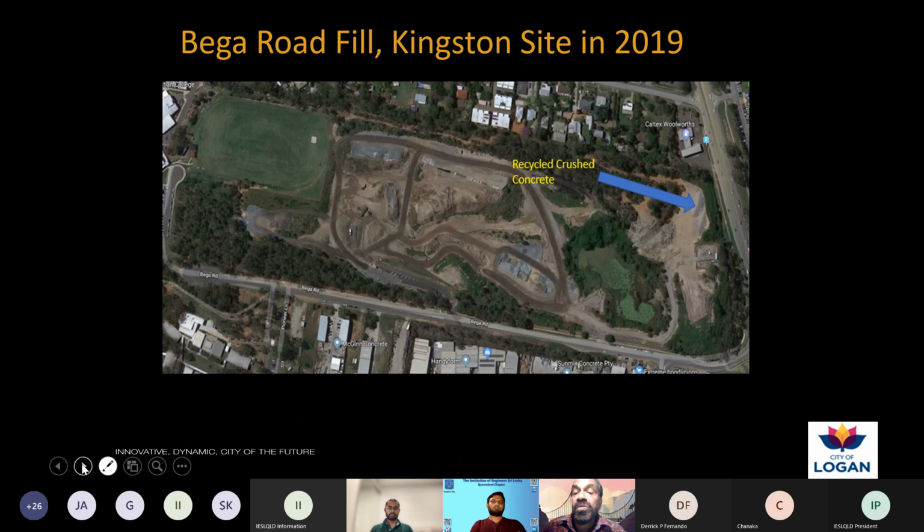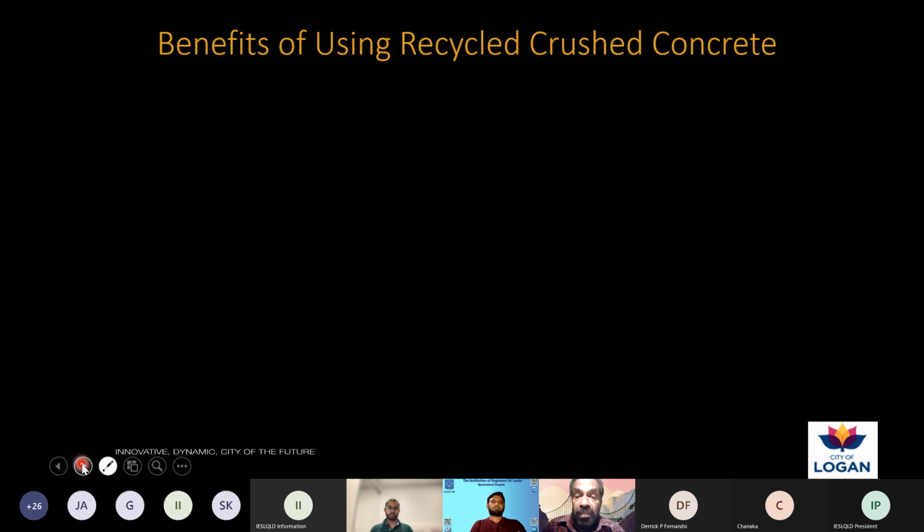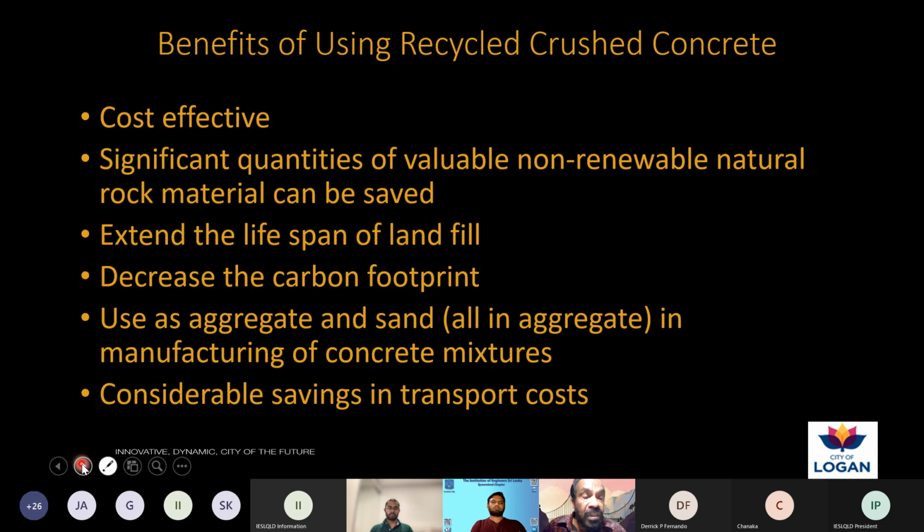That was 2019. And later down the line, I was thinking about this recycled crushed concrete, and the benefits are that it is cost effective. Significant quantities of valuable non-renewable natural rock material can be saved. That means, as I described earlier, we are running out of quality rock, so we can replace that rock. Extend the lifespan of landfill. That means if we have X amount of years, we can expand the lifespan of landfill.